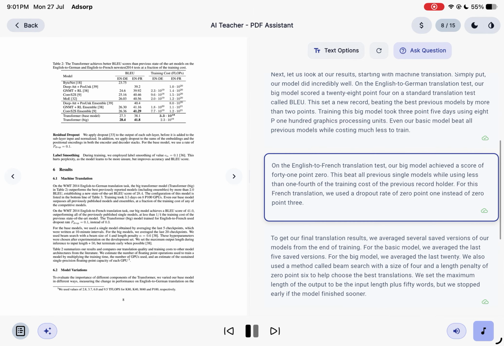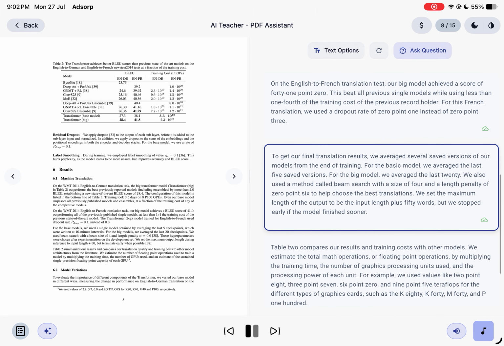On the English to French translation test, our big model achieved a score of 41.0. This beat all previous single models while using less than 1/4 of the training cost of the previous record holder. For this French translation, we used a dropout rate of 0.1 instead of 0.3. To get our final translation results, we averaged several saved versions of our models from the end of training. For the basic model, we averaged the last 5 saved versions. For the big model, we averaged the last 20.